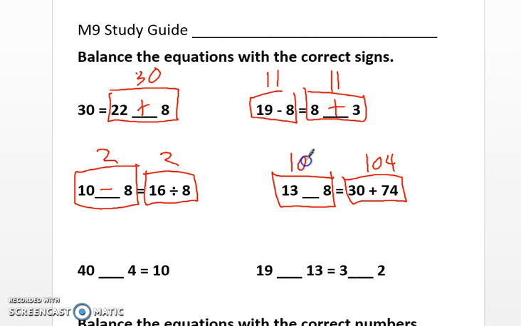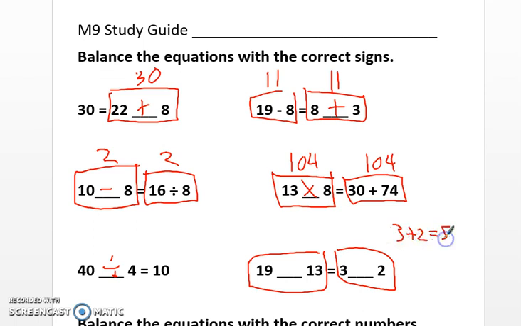So how can I get this to be 104? If I add, that's only 21, so it must be times. 40 divided by 4 gets me to 10. And down here, my strategy is going to be, I'm just going to start trying them all on the side.